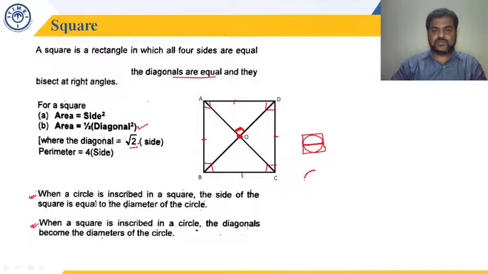Fine. And another property, when a square is inscribed in a circle, means this. So you have a circle and you have a square like this. Okay. So when that happens, when a square is inscribed in a circle, the diagonals become the diameter of the circle. In that case, the diagonal of the square will be the diameter of the circle. Fine. So I hope all the properties are clear. Let's look at an example.